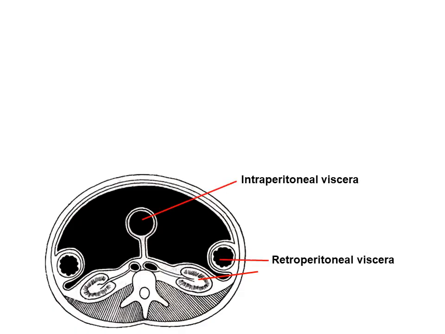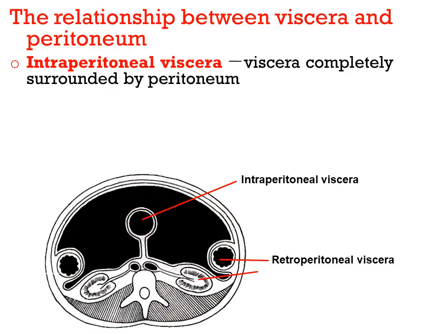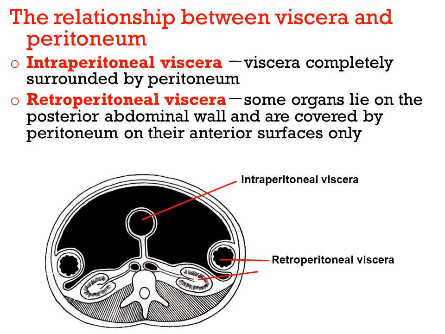You can see intraperitoneal viscera. Here is the relationship between the viscera and peritoneum. We have intraperitoneal viscera, as you can see from this picture, the viscera completely surrounded by peritoneum, and retroperitoneal viscera. Some organs lie on the posterior abdominal wall and are covered by peritoneum on their anterior surface only. These are the retroperitoneal organs.